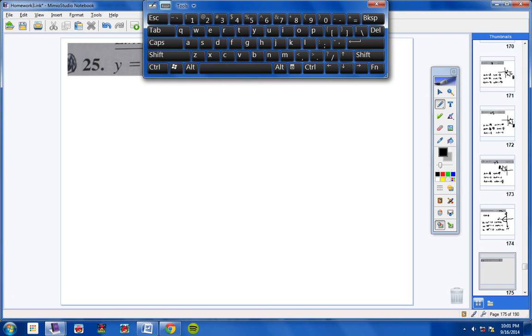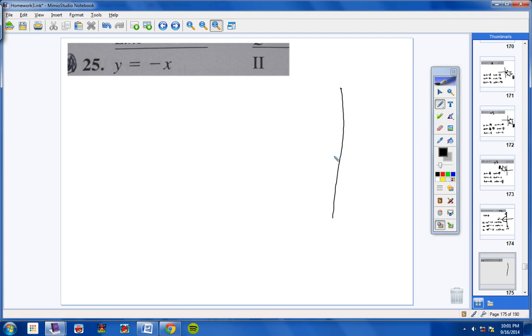Okay, let's start off with number 25 here. First of all, we're going to draw our coordinate plane over here. And then we're going to realize that we're in quadrant 2, okay? And we're dealing with y equals negative x. So you can pick out any numbers you want. I'm just going to put in 1 for x.